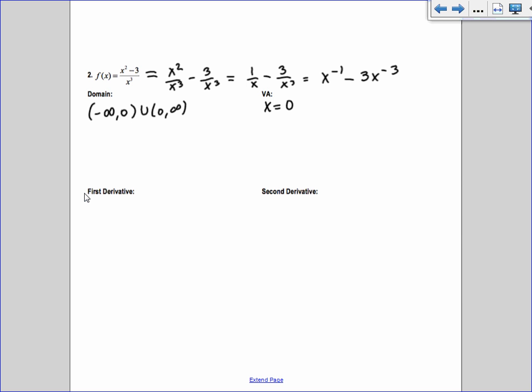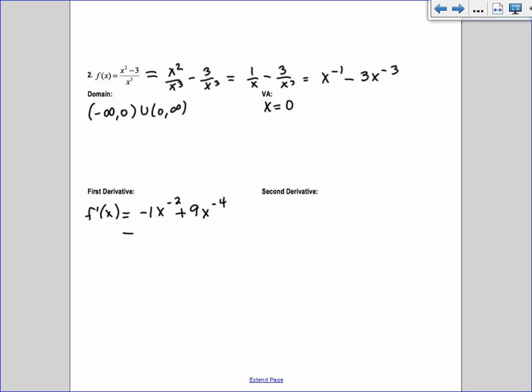Okay, make it easy on yourself. We talked about this like in chapter 2. We were like, why are you doing quotient rule when you don't need to do quotient rule? So don't make it really hard. So first derivative, f prime is equal to negative 1 x to the negative 2 plus 9 x to the negative 4. That was the test you guys all ran out of time, remember? Yeah.